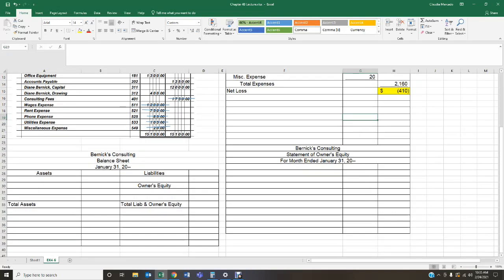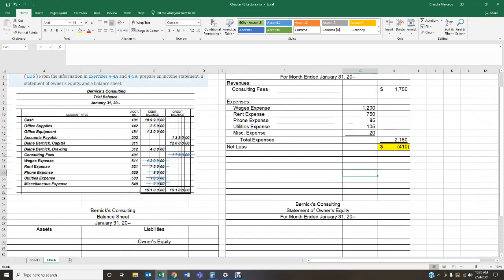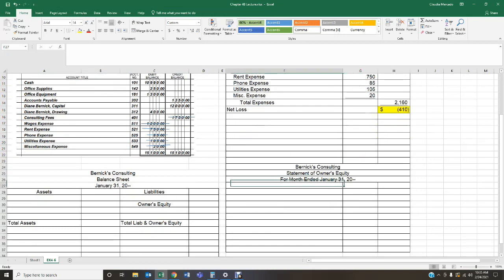Okay, the next financial statement we have is the statement of owner's equity, and this was a brand new business. They were just starting off. This was their first month of operation. Okay, so let's start off with my beginning capital. And the name of the owner is Diane Bernick. Okay, and the beginning capital as of January the 1st was $0. It was a brand new business. So every time it's a brand new business, this is the first month of operation, we start off with $0.